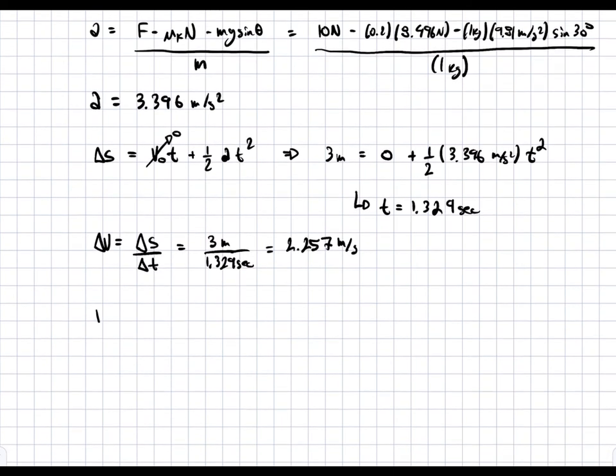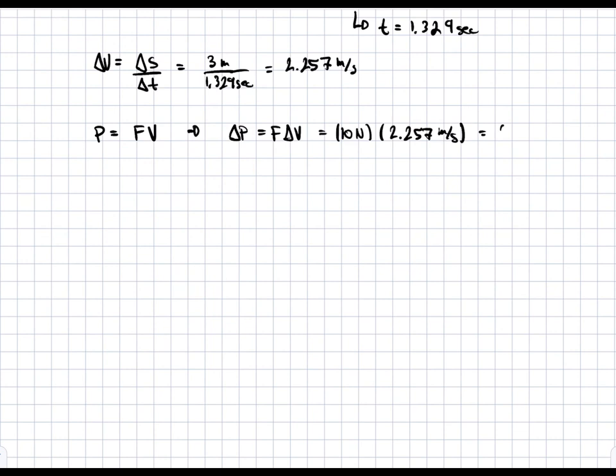Okay, and once we have this, we can quickly find power. So the power is equal to the force times the velocity. So again, to write it more formally, the change in power is equal to force times delta V. And we have delta V, and we also have our force, which is 10 newtons. So we can equate this to 10 newtons times 2.257 meters per second, which equals 22.57 watts. So the power is equal to 22.57 watts, and that is our final answer.